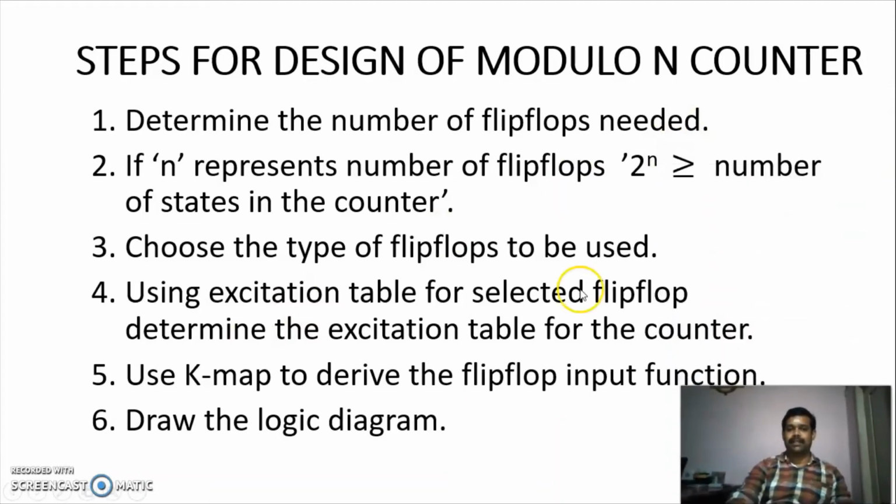So the steps are, first we have to determine the number of flip-flops needed. If n represents the number of flip-flops, then 2 to the power n should be greater than or equal to the number of states in the counter. Choose the type of flip-flop. Which type of flip-flop you have to use? You have to choose. Then using the excitation table for the selected flip-flop, determine the excitation table for the counter. Use K-map to derive the flip-flop input functions. Draw the logic diagram.